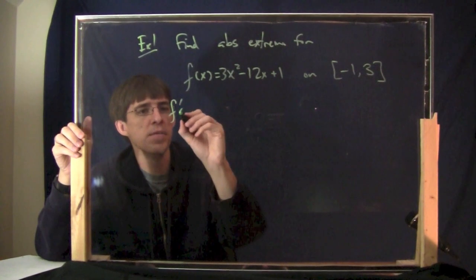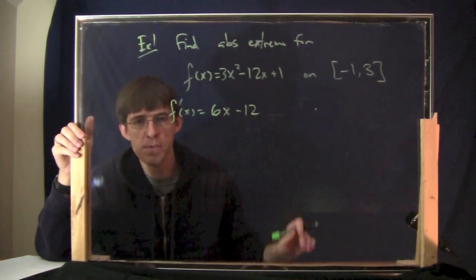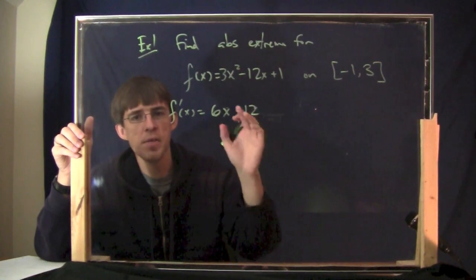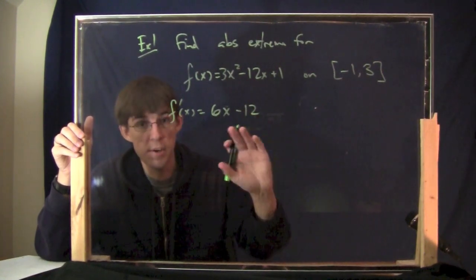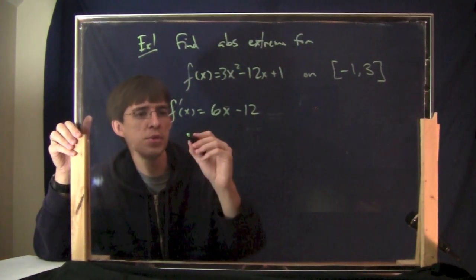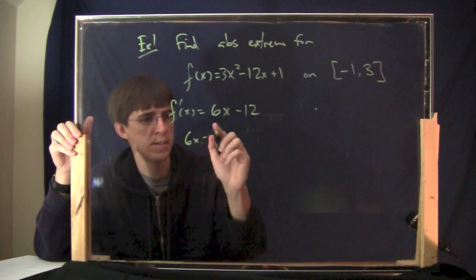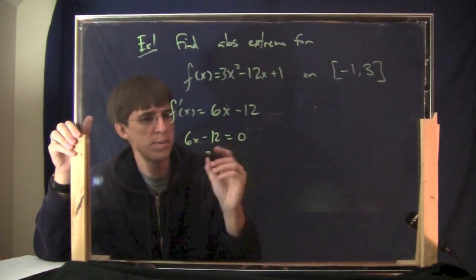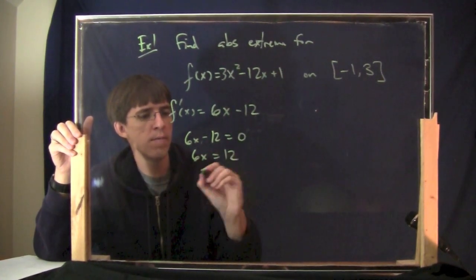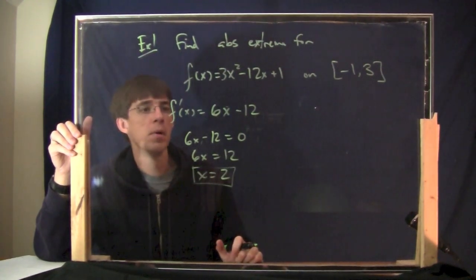What are the critical numbers? You're going to take the derivative, 6x minus 12. I want to know, when does the derivative not exist? The answer is never. It always exists because there's no denominators. When does the derivative equal 0? Let's do that. 6x minus 12 equals 0. Solve for x. You get 6x equals 12, x equals 2. So this is the only critical number.